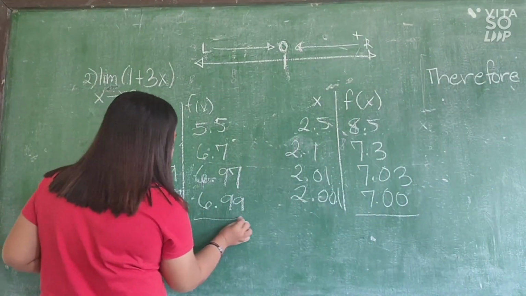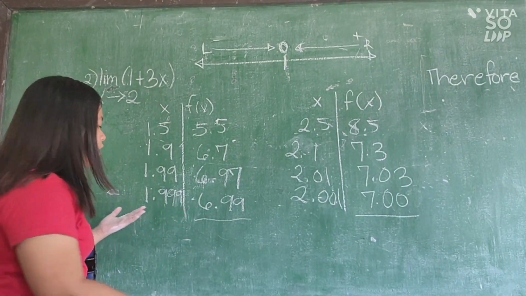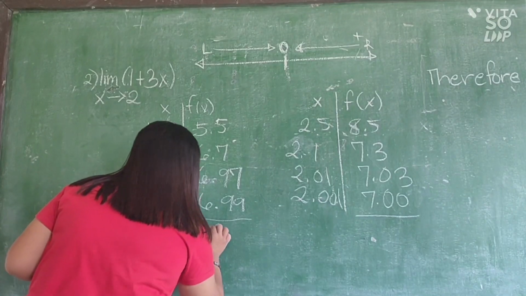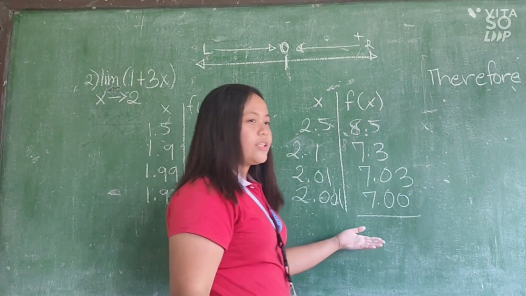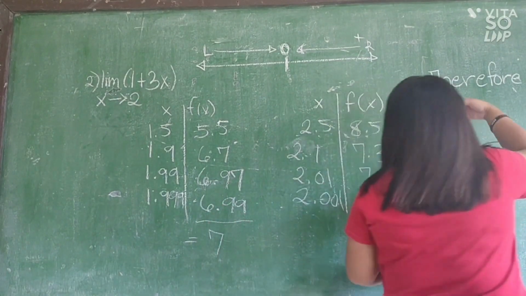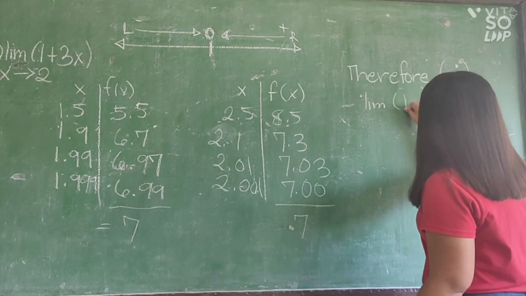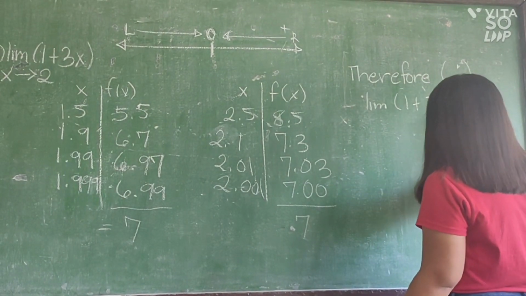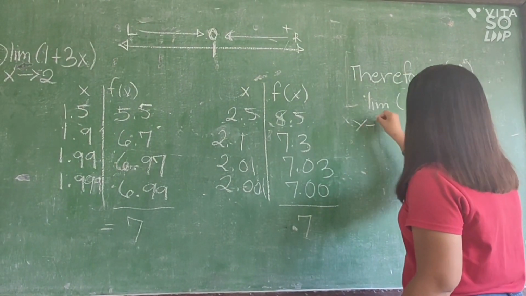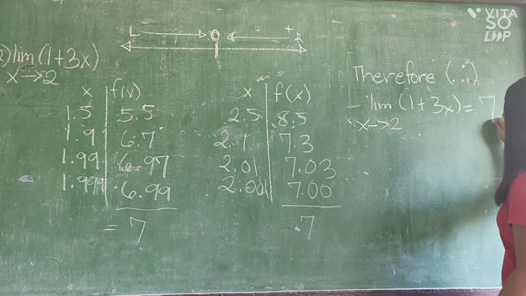So saan nag-approach ang ating 6.99? Dahil i-round off natin siya ay magiging equals to 7. And the second one is 7 also. So therefore, the limit of 1 plus 3x as x approaches to 2 is equals to 7.